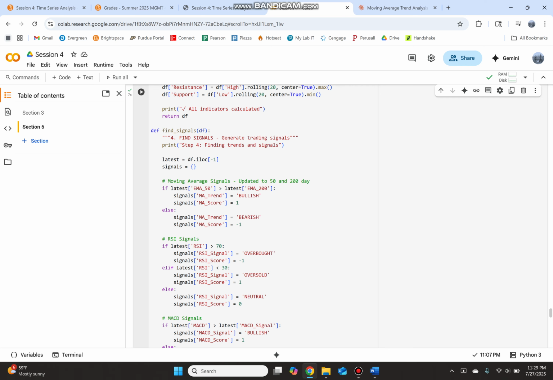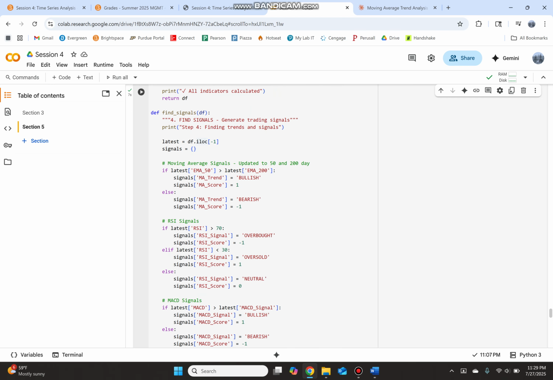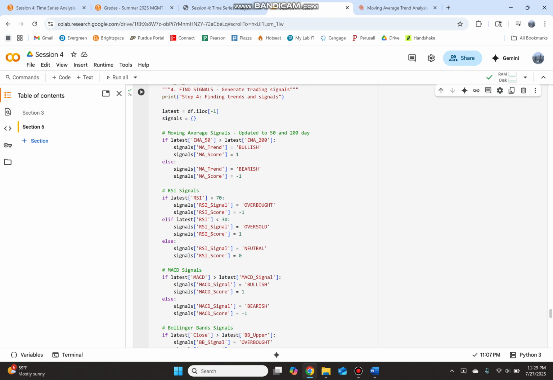Next up, we have finding signals, which is going to tell me what I actually want to do based on my indicators. So first off, our moving average signals, updated to 50 and 200 day. I changed it. It was originally 20 and 50, but I felt like I should have 50 and 200. See if the 50-day is above the 200, that's bullish, like a golden cross, and I give it a 1. So that's a 1 to our score, which would be an indicator to buy. Otherwise, it's bearish if it's below, which is a -1, which is a signal not to.